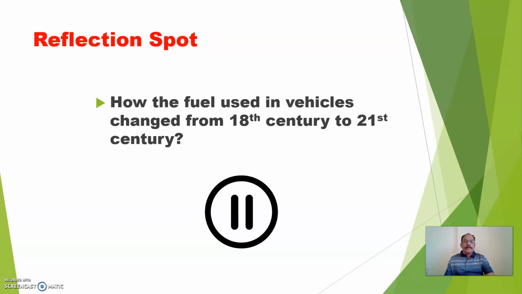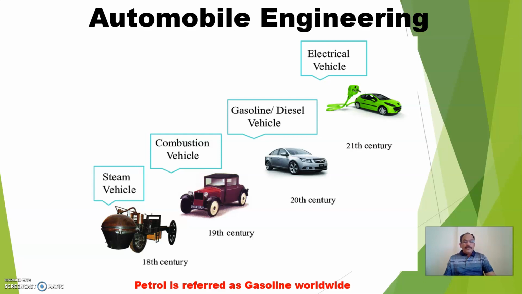Now, regarding the fuel, how the fuel used in vehicles changed from the 18th century to the 21st century, because this is the real area of the mechanical engineer where he has to think. Initially in the 18th century, steam engines were developed. In the 19th century, internal combustion vehicles came, but the fuel was hydrogen, and gasoline and diesel were also used, but the development was not there. But in the 20th century, a great development of the automobile has taken place.